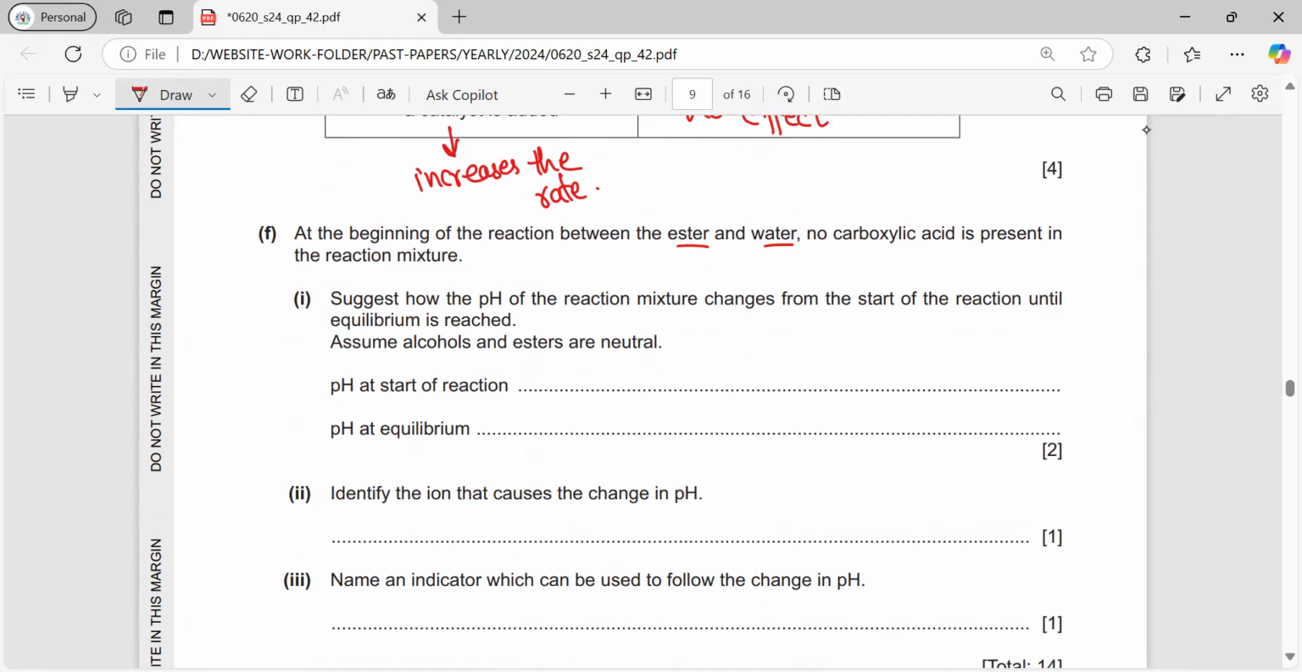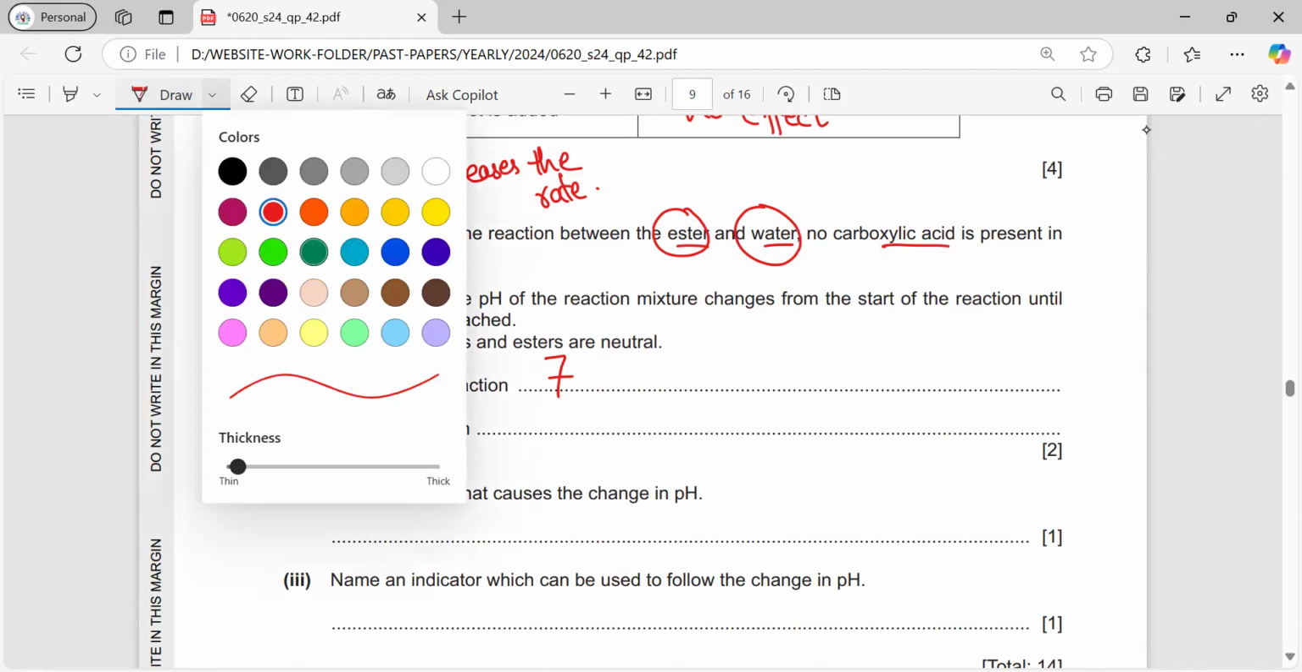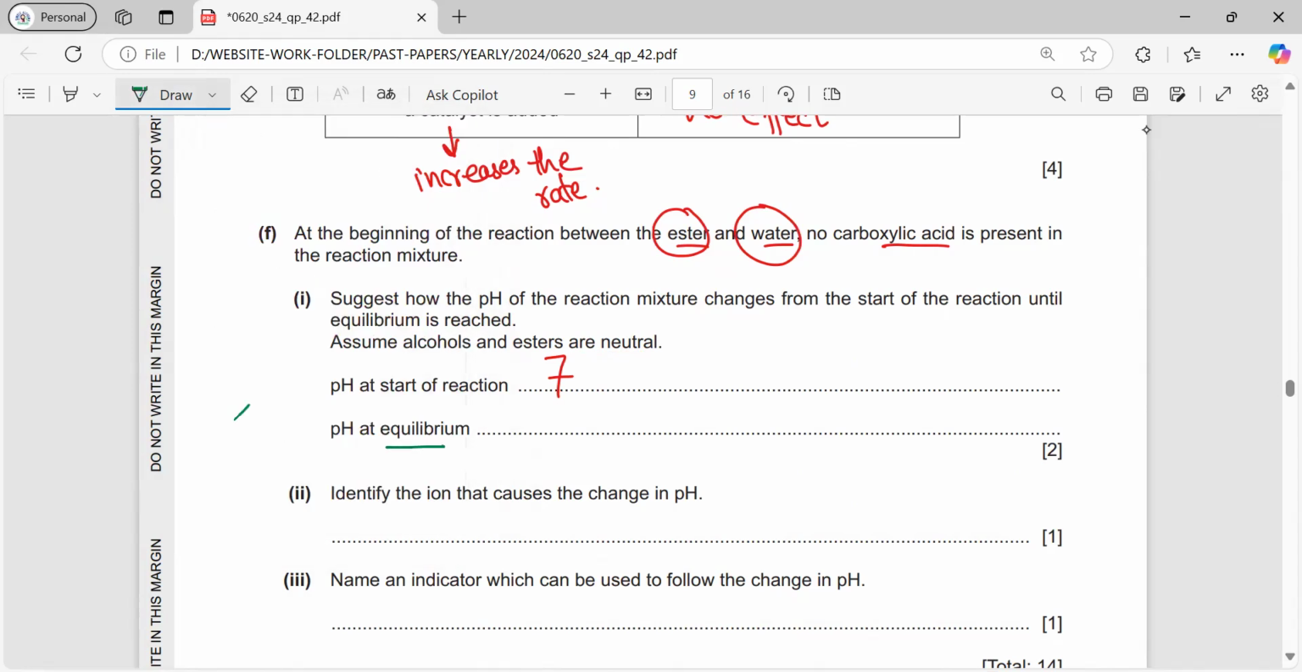So at the start of the reaction, when there was no carboxylic acid, only ester and water was present, so we have to consider them as neutral. It means the pH in the start is 7. When the equilibrium is reached and the carboxylic acid is formed, the pH will be less than 7 because a pH less than 7 is acidic. And as we know that carboxylic acid is a weak acid, its pH will be between 4 to 7.